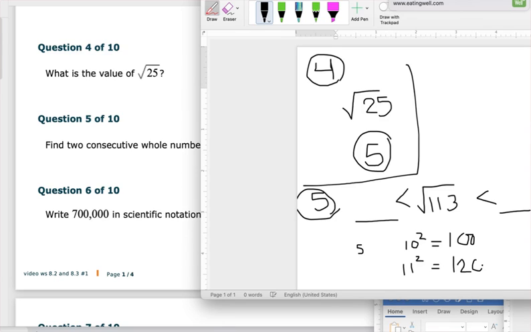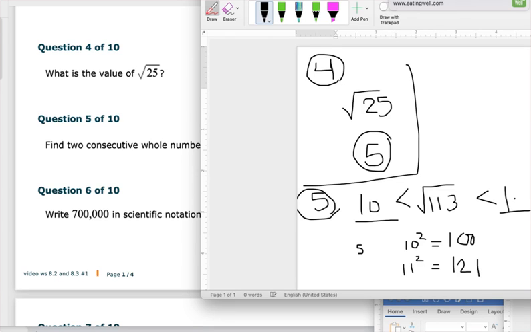Okay, so I know 10 squared is 100, it is less than 113, and 11 squared is, oops, I wrote 120, but I really meant to write 121. 11 squared is 121. So the square root of 113 must lie between 10 and 11.